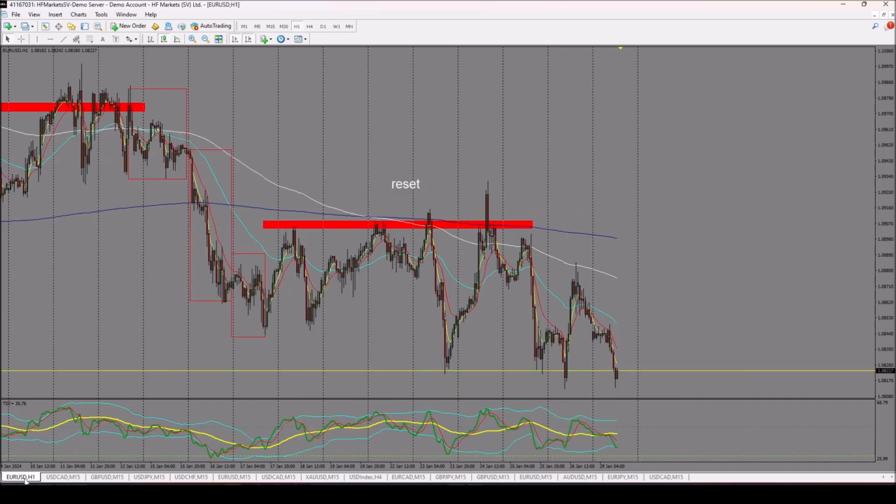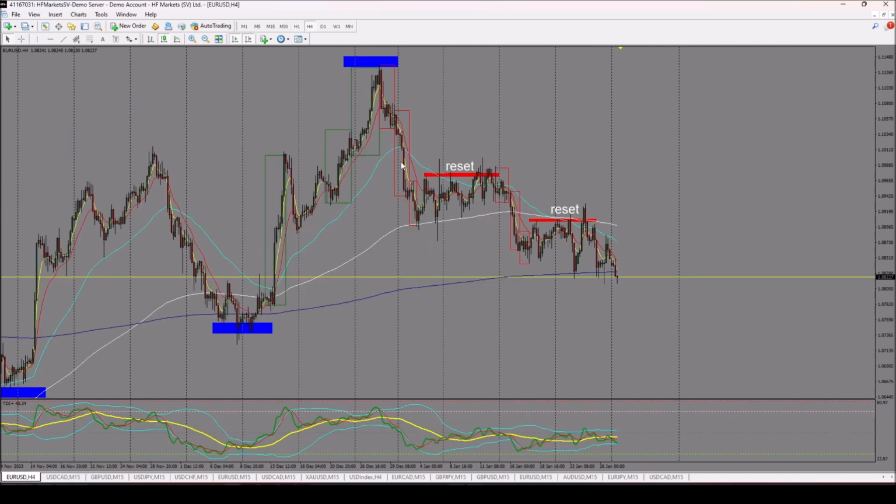On EUR/USD, I've already marked out the levels, but this is how it looks. We have seen that on the USD index, we had 2 levels of the H4 time frame, and on this particular pair, we also have 2 levels of the H4 time frame.